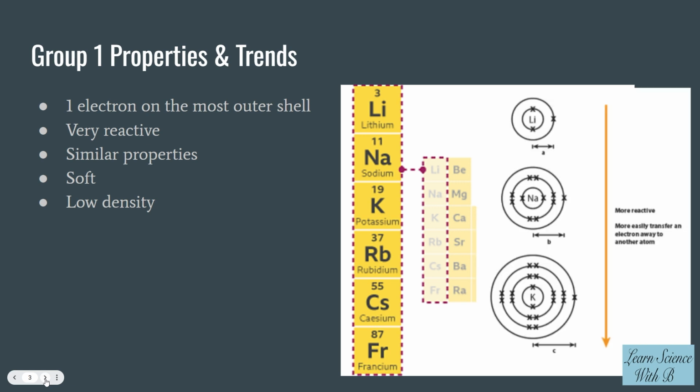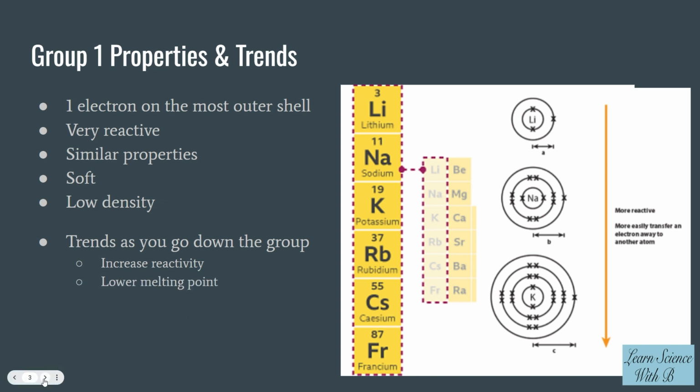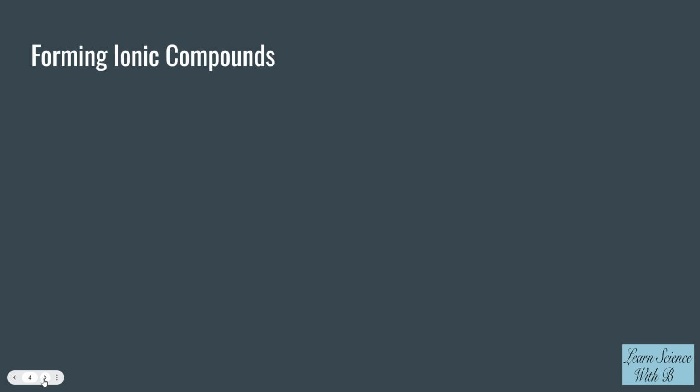The trends of the alkali metals as you go down Group 1 include: increased reactivity. The outer electron is more easily lost as the attraction between the nucleus and electron decreases, because the electron is further away from the nucleus the further down the group you go. Lower melting and boiling point. Higher relative atomic mass.